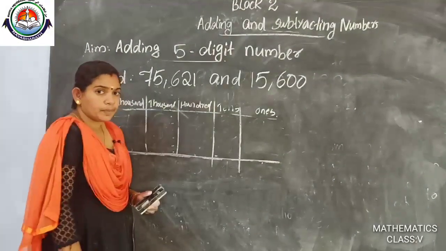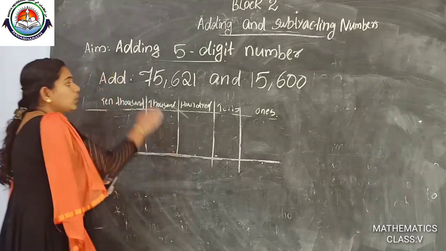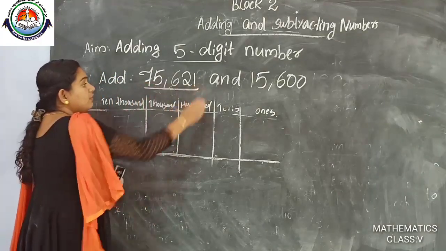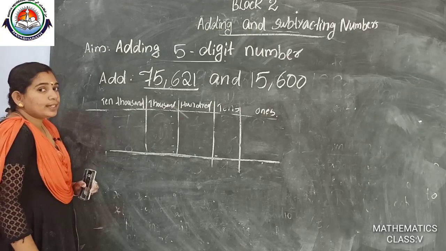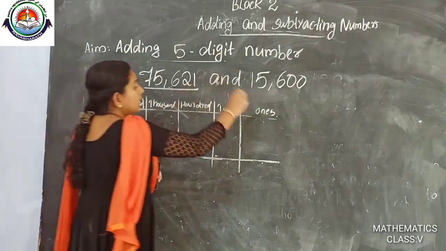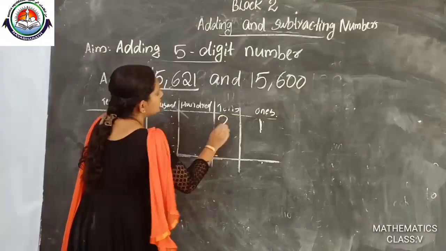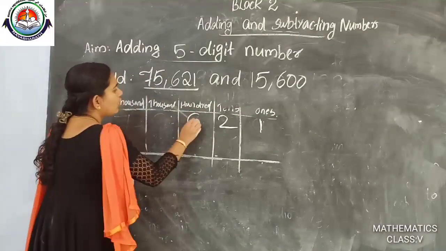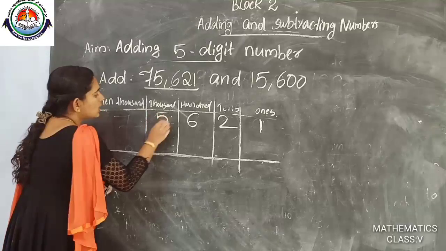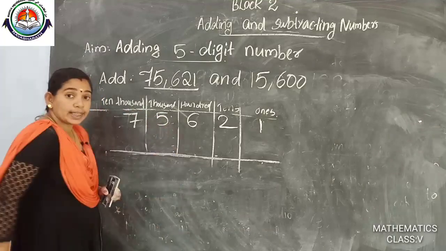Okay, ready? Can you say the answer? How did you arrange it? This is the first number, 75,621. 1 in the place of ones, 2 in the place of tens, 6 in the place of 100, 5 in the place of 1,000, 7 in the place of 10,000.